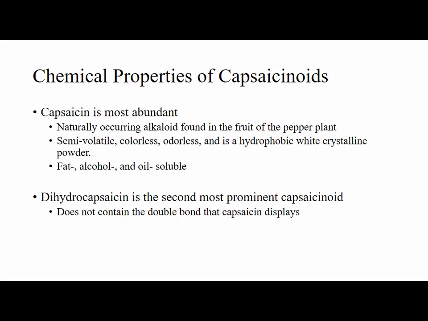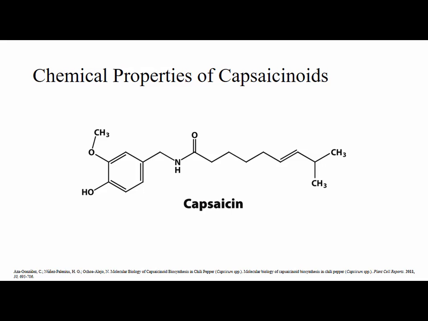Dihydrocapsaicin is the second most predominant capsaicinoid. It does not contain the double bond that capsaicin displays. And what I mean by that is this double bond right here, but we'll look more at the variations of the different structures of capsaicinoids later.